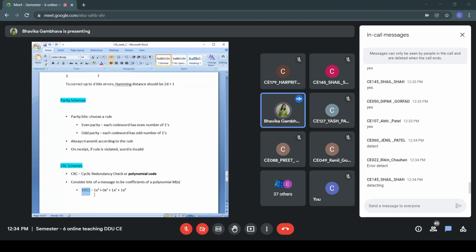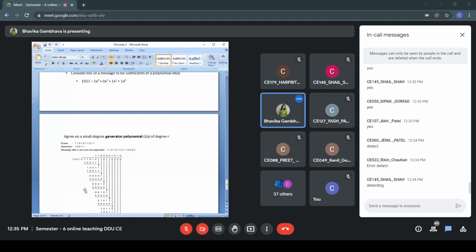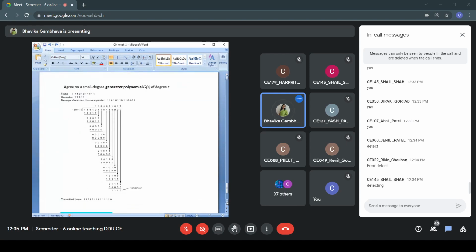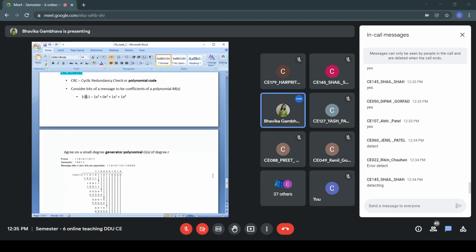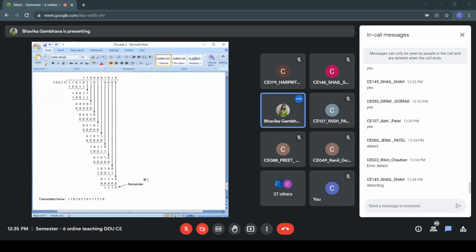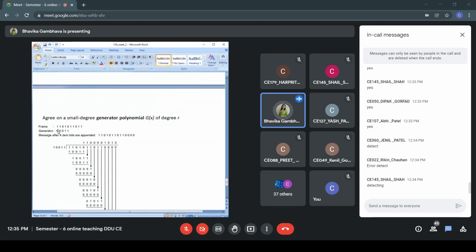So either the polynomial directly might be given, or this polynomial equation might be given through which we can derive it. Now everyone pay attention here, it is pretty simple. Just be with me. The frame which we want to send is 1101011011. This is the frame which you want to send. And the generator polynomial given in this case is 10011.